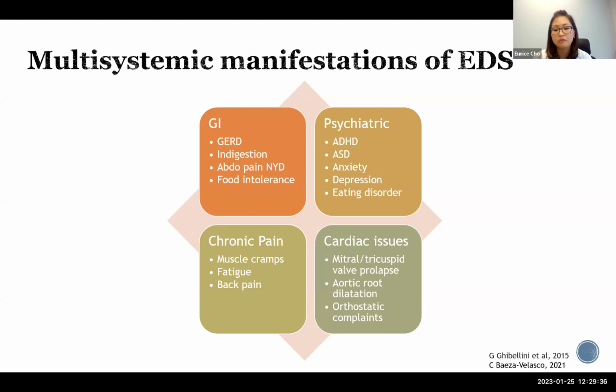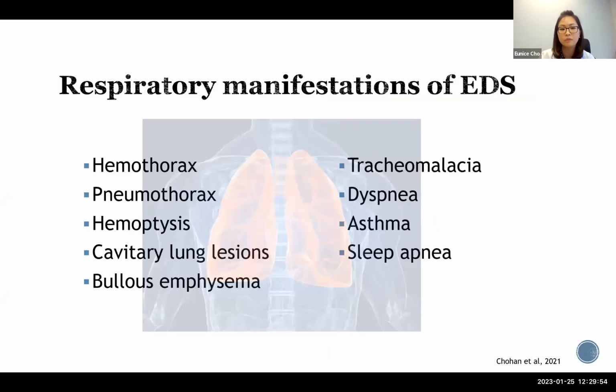They complain of excessive pain that is just not well managed in general. And they also have some serious cardiac issues: mitral and tricuspid valve prolapse, aortic root dilatation, and orthostatic complaints are often seen in patients with EDS.